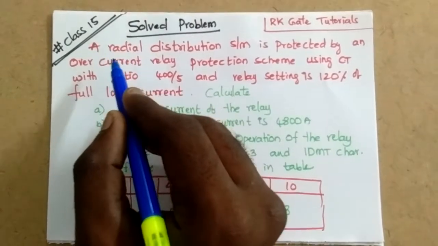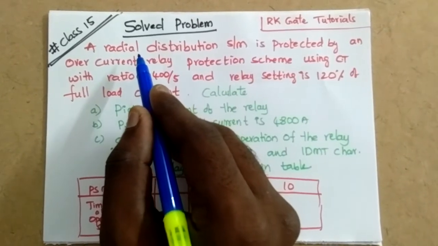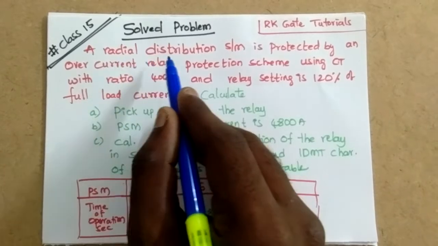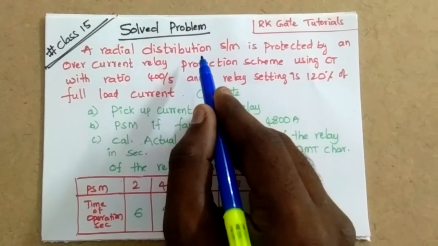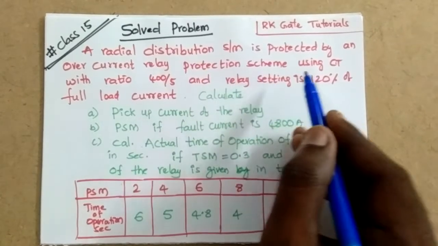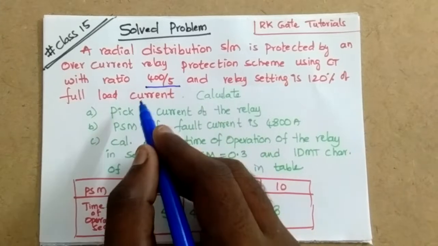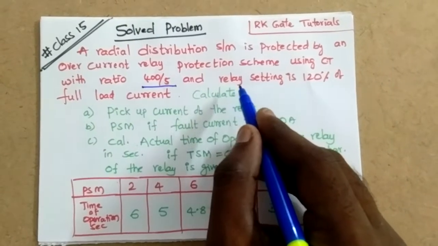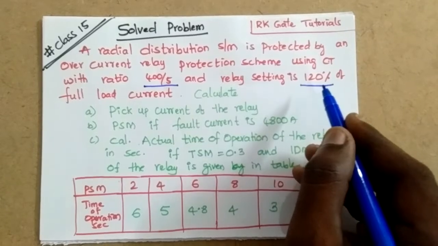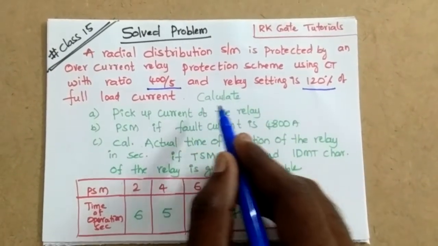Now look at this. A radial distribution system. I've already explained what a radial distribution system is. There will be only one source at one end and a load at the other side. It is protected by an overcurrent relay protection scheme using a CT ratio of 400 by 5. The CT ratio is given, that is 400 by 5, and the relay setting is 120 percentage. The relay setting is also given. It is 120 percentage of the full load current.